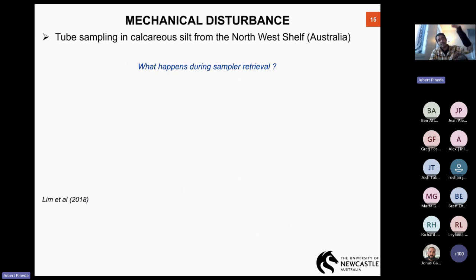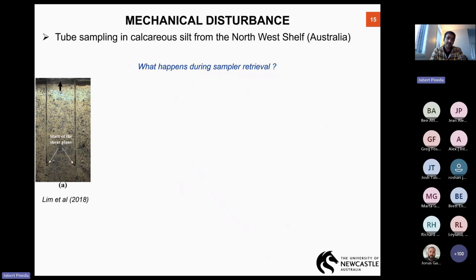But this is just during the penetration. What happens during sampler retrieval? These are photographs of the sampler retrieval. You see that the tip of the sampler is located here, indicated by these two white arrows. This is the point at which we started to pull up, and then you see some kind of shear plane developing at the base.